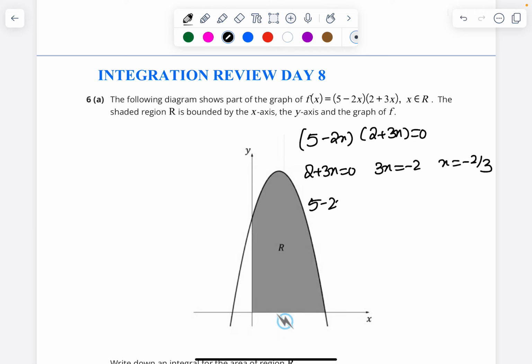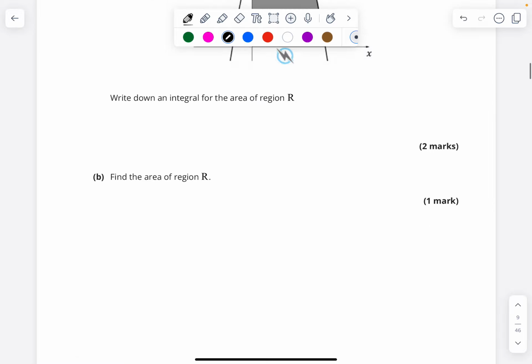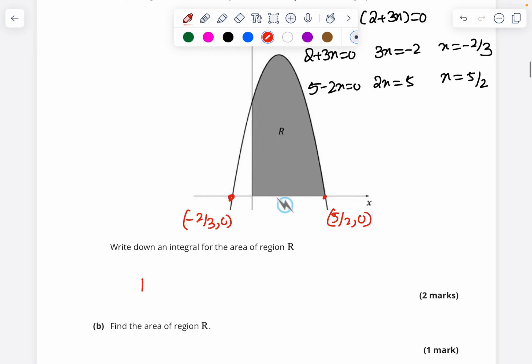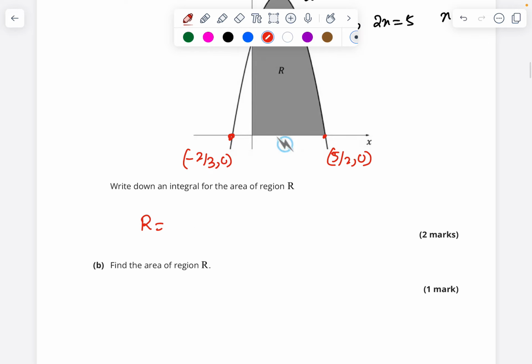Similarly, 5 minus 2x equals 0, so 2x equals 5, x equals 5 by 2. Basically, this point is (minus 2 upon 3, 0) and this point is (5 upon 2, 0). So the area of R is going to be the integral from 0 to 5 upon 2, because you can see that it is starting from 0, of (5 minus 2x) times (2 plus 3x) dx. That's going to be the answer.